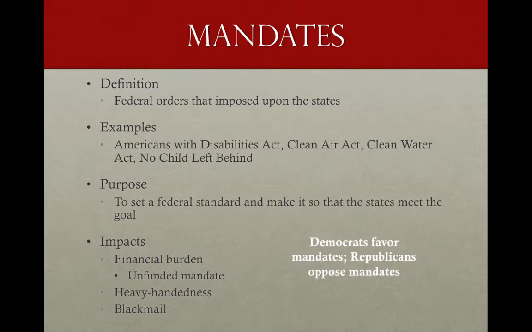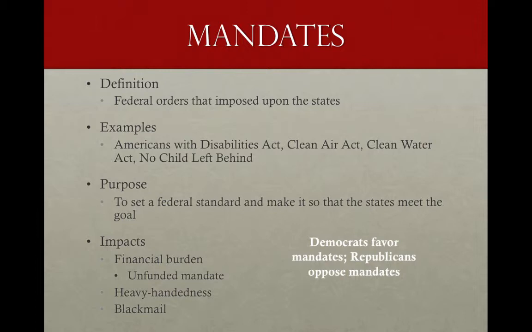The purpose of a mandate, so why would the federal government do this? It's so that there can be a federal standard set and require the states to meet this standard or this goal. So again, mandates are what allows the federal government to essentially tell the states what to do in order to achieve a standard. And again, they often do require resources.